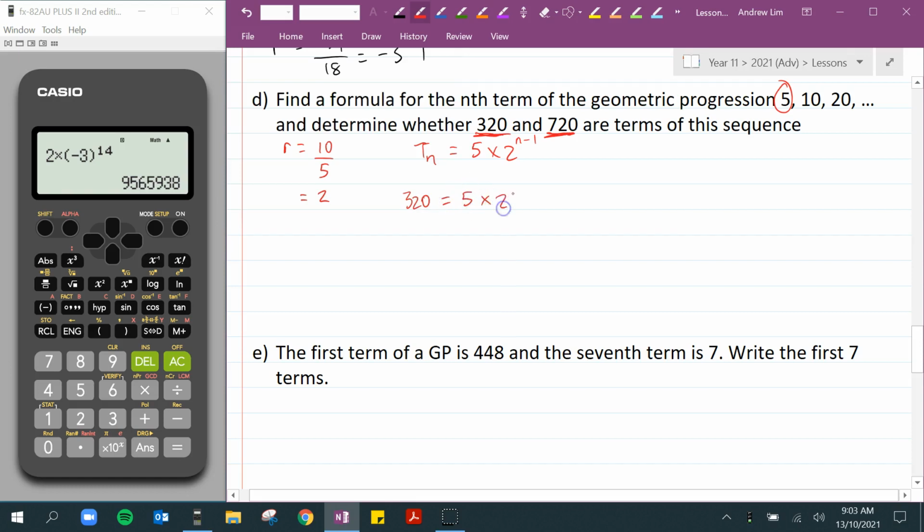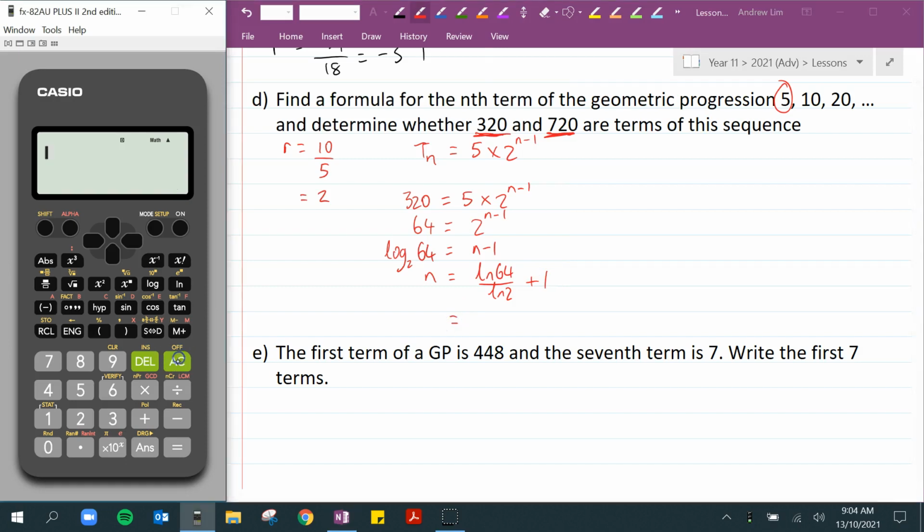5 times 2 to the power of n minus 1. I'm going to divide both sides by 5 to get 64 equals 2 to the power of n minus 1. I'm now going to use logs. So I know that log base 2 of 64 is equal to n minus 1, and n is therefore equal to log base 2 of 64, which I will use the change of base law, ln of 64 over ln of 2, plus 1.